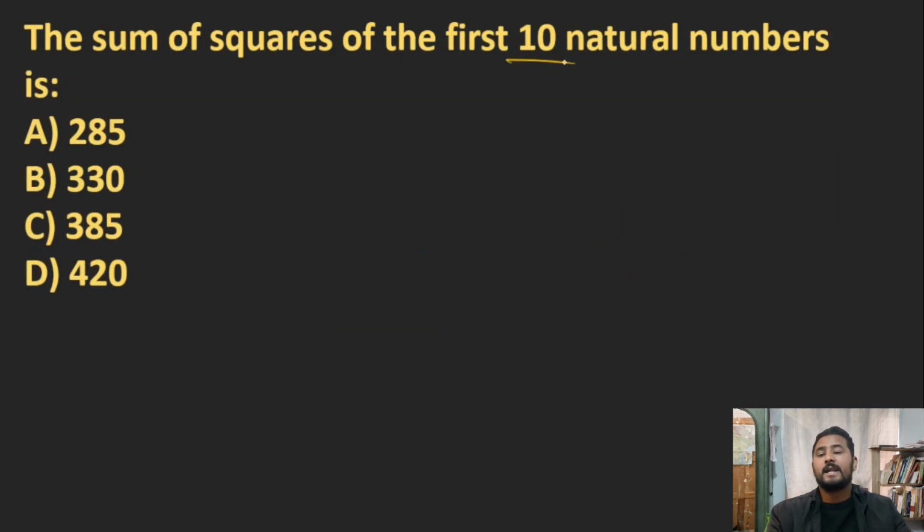Sum of squares of the first 10 natural numbers. If you go on doing 1 square plus 2 square plus 3 square, it is possible, but it will take a lot of time. So what you do is use the formula. Now here n is equal to how much? 10. Use that formula, n into n plus 1 into 2n plus 1 divided by 6.